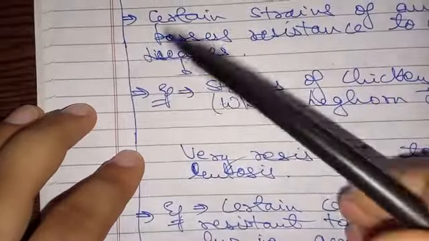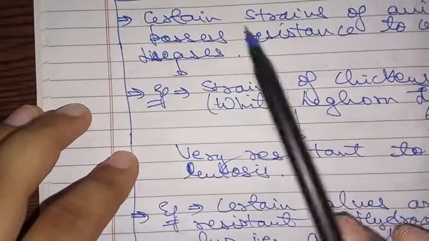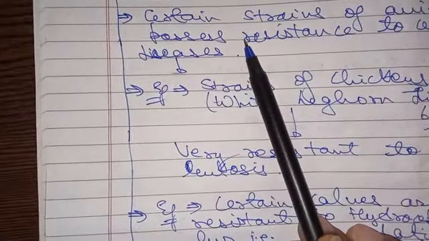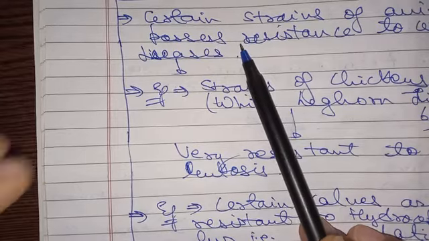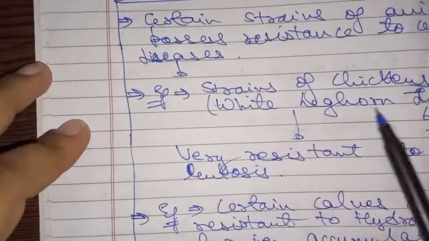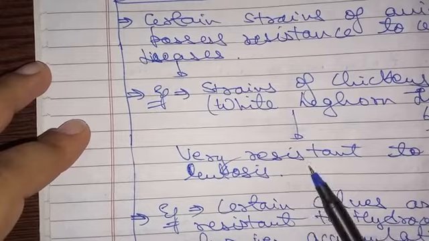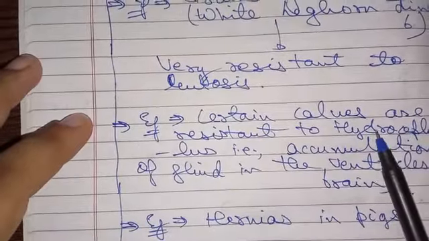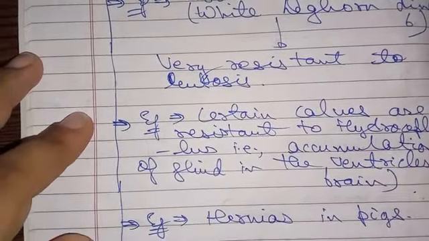Okay. Now strain. Certain strains of animals possess resistance to certain diseases. Strains are actually created by breeders. These are not naturally present. So strains of chickens, for example white leghorn line 6, are very resistant to leukosis. Certain calves are resistant to hydrocephalus, and there are hernias in pigs, all of these.